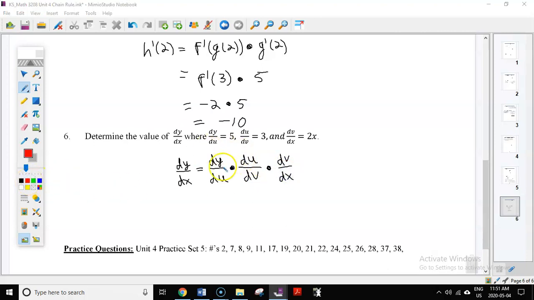So if we think fractions, 3 of these fractions multiplied out, du's would cancel, dv's would cancel, and I'm left with dy over dx. Mathematically in calculus, they're all multiplied out. So dy du is 5, du dv is 3, and dv dx is 2x. You multiply those out, you get 30x. So you can see how that would be another question that could be handled in multiple choice because it's about the concept and not about the calculation.